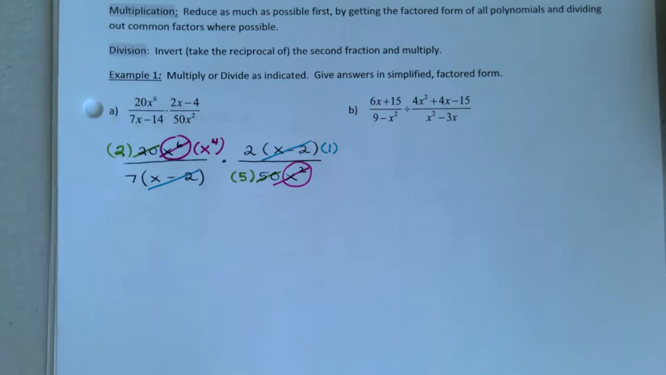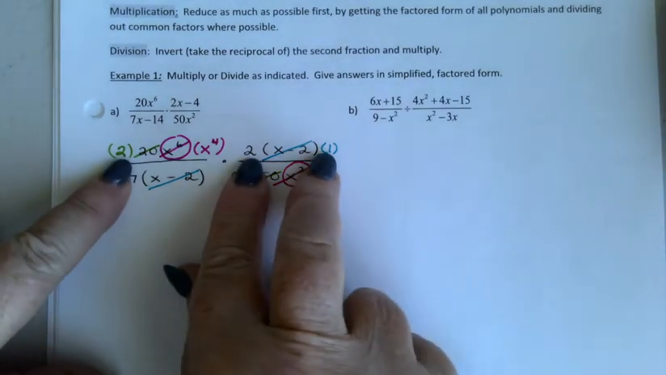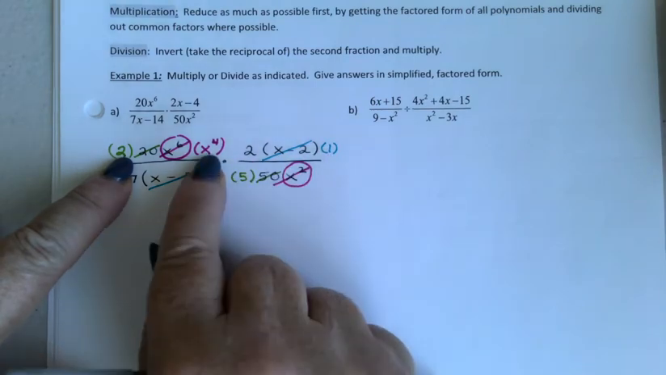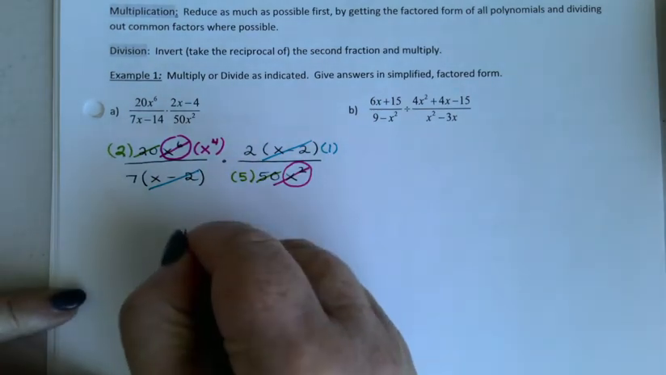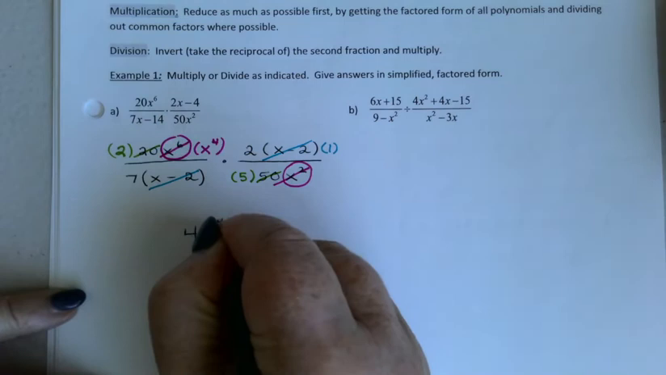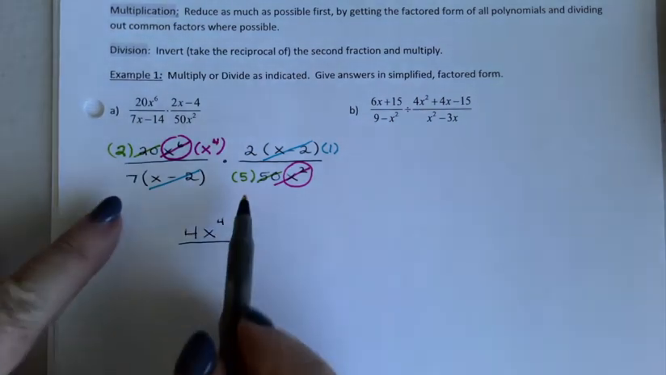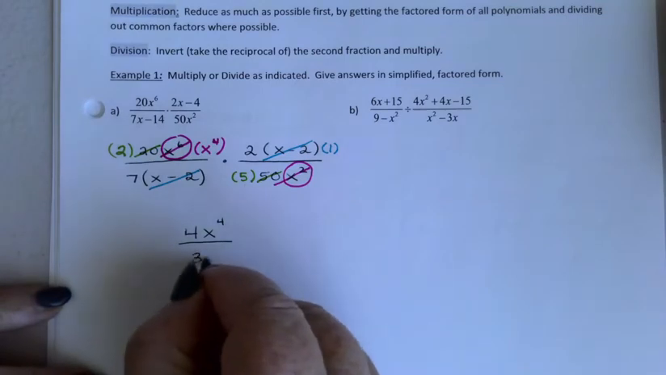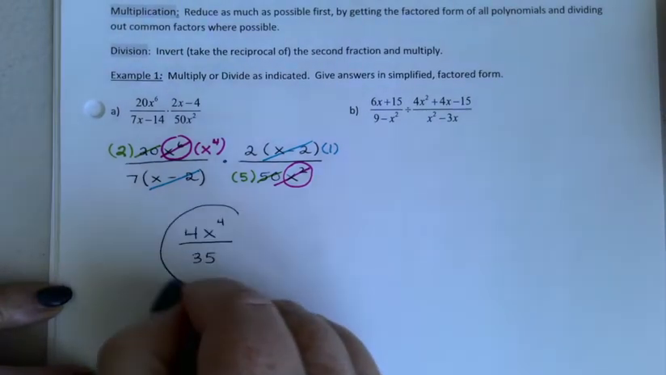All right, so let's see what we've got left. 2 times 2 times 1 would be a 4, and then I have that x to the 4th. And in the bottom, the only thing I have left here is 7 times 5, or 35.